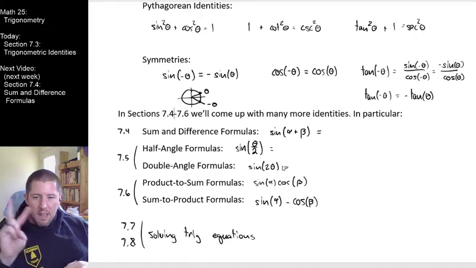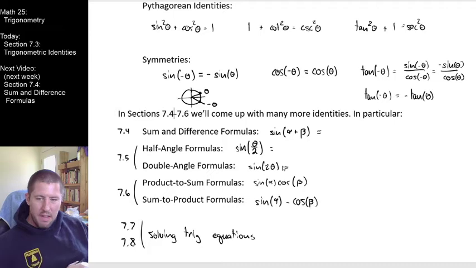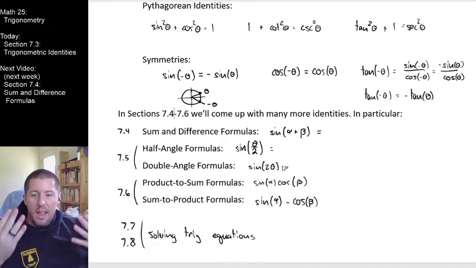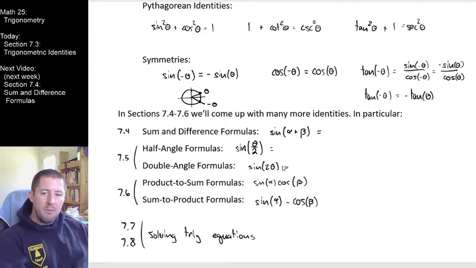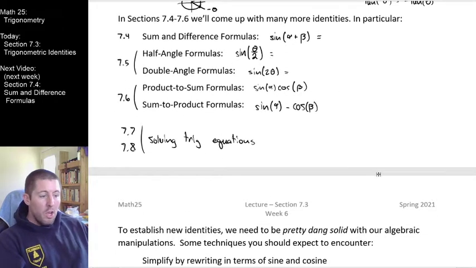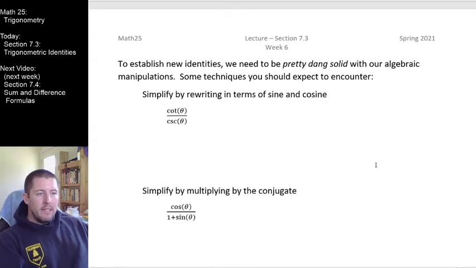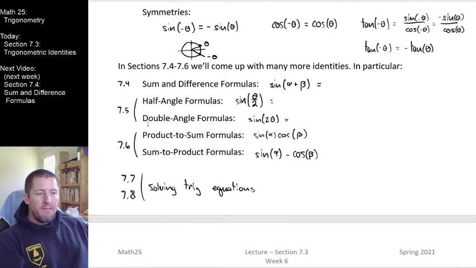So 7.1 and 7.2 and then 7.3 through 7.6 are concepts that are allowing us to perform the goal topic of solving trig equations at the end of the chapter. So to establish new identities, right? And that's what our goal is here. We have 5 new sets of identities that we're going to want to establish in the next 3 sections.